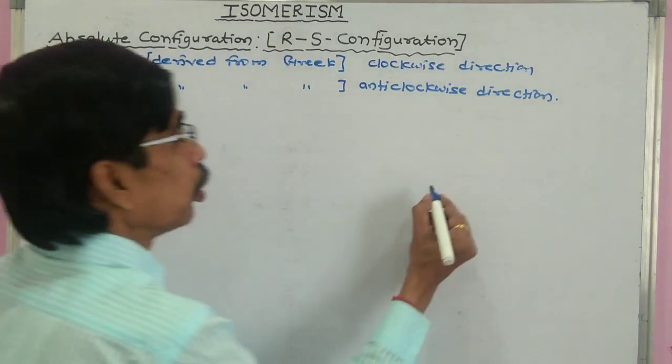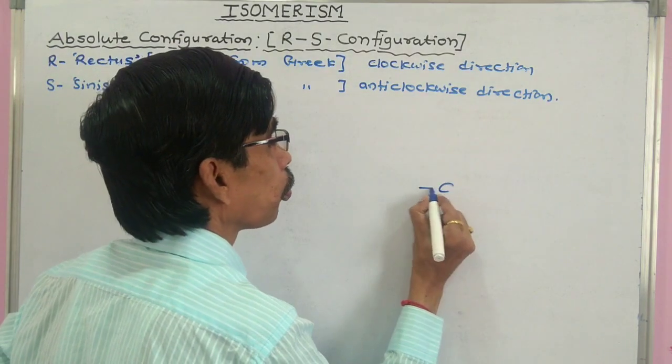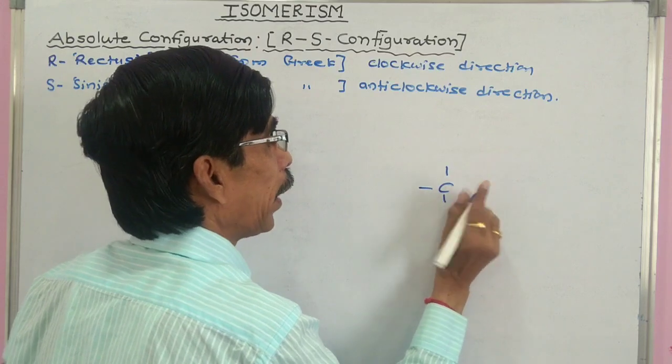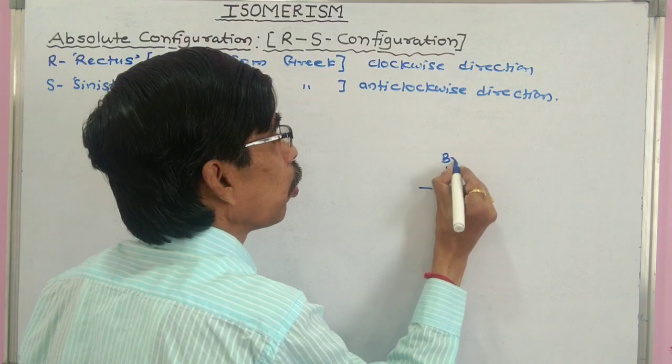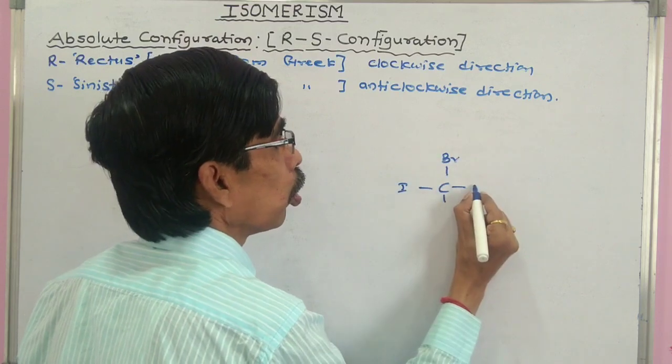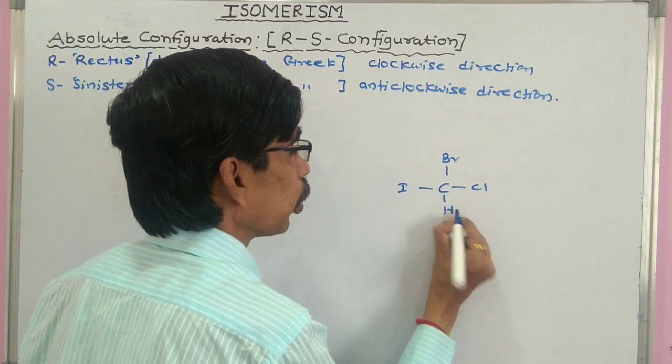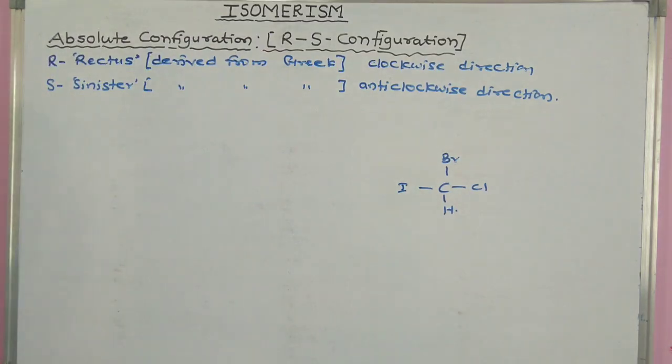bromochloroiodomethane. Now this is the carbon and it is attached with bromine, chlorine, iodine and hydrogen. Now this molecule is visualized in such a way that the lowest priority atom is away from us.